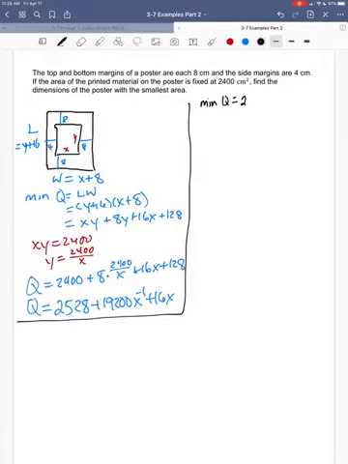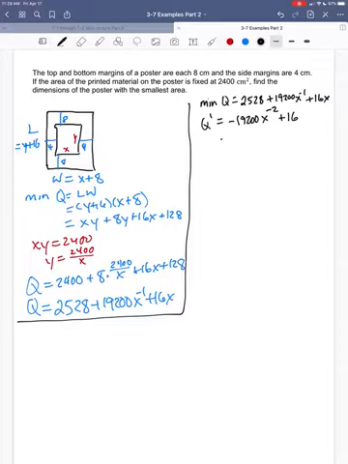So 2,528 plus 19,200x to the negative 1, plus 16x. To minimize this function, I'm going to want to take the derivative. The derivative of a constant is 0. I bring down this -1, so that's going to give me negative 19,200x. I subtract 1. -1 minus 1 is -2, and the derivative of 16x is just 16.